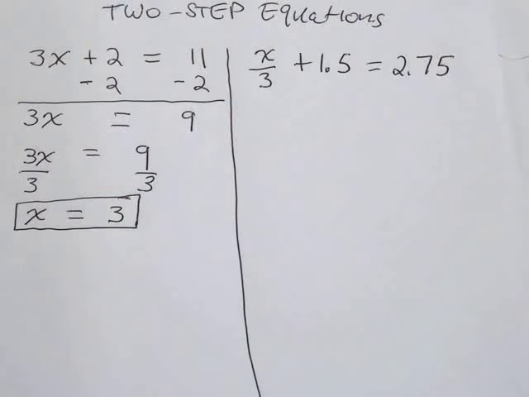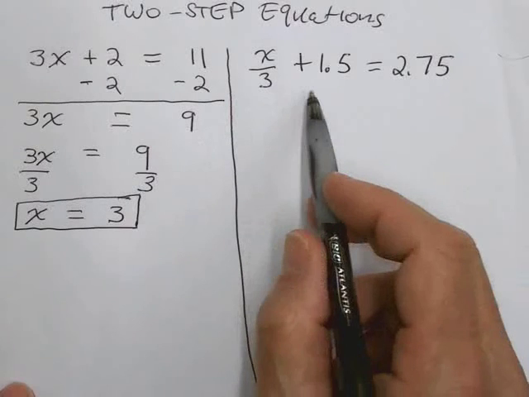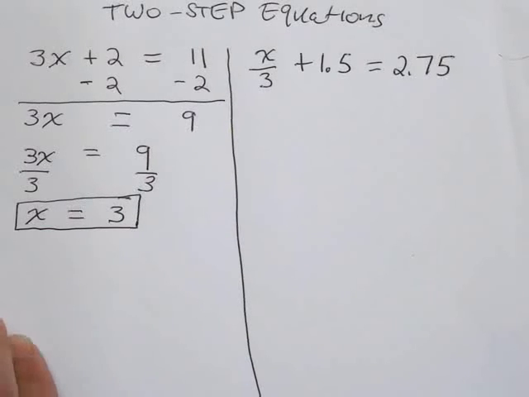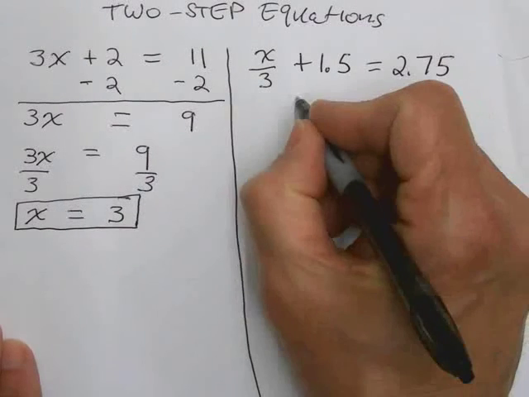Let's take another look at a type of two-step equation. Once again, in this case, we're going to be subtracting and then multiplying. We have x over 3 plus 1.5 equals 2.75. And remember, our goal is to isolate that variable. So let's start. Our first step is subtracting 1.5 from both sides.